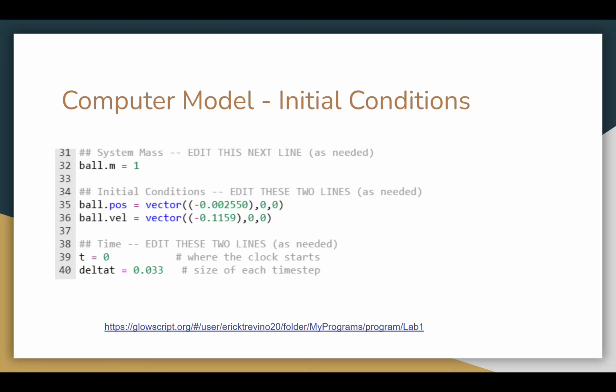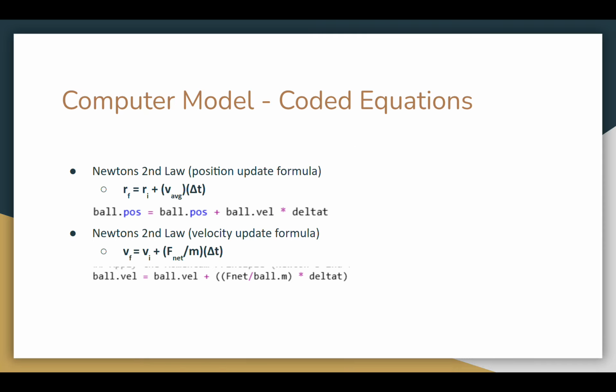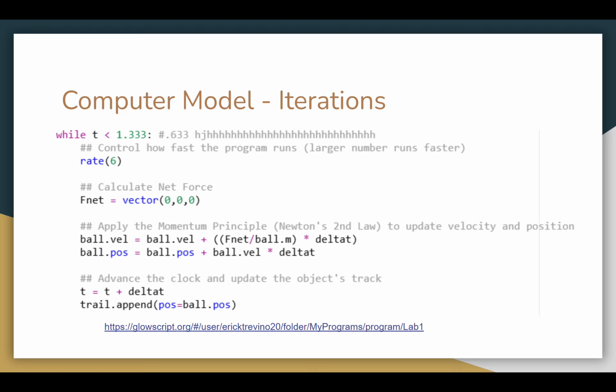This is what the conditions look like in the computer simulation. I just plugged in the initial velocity and the initial position coordinates. In relation to Newton's second law, this is what the position update formula and velocity update formula look like in the computer. They could be a little messy, but that's why I put the written one above, so you could compare and see where everything goes. And these are the iterations. Like I said, Newton's second law is what the computer simulation is going to run to graph its results.